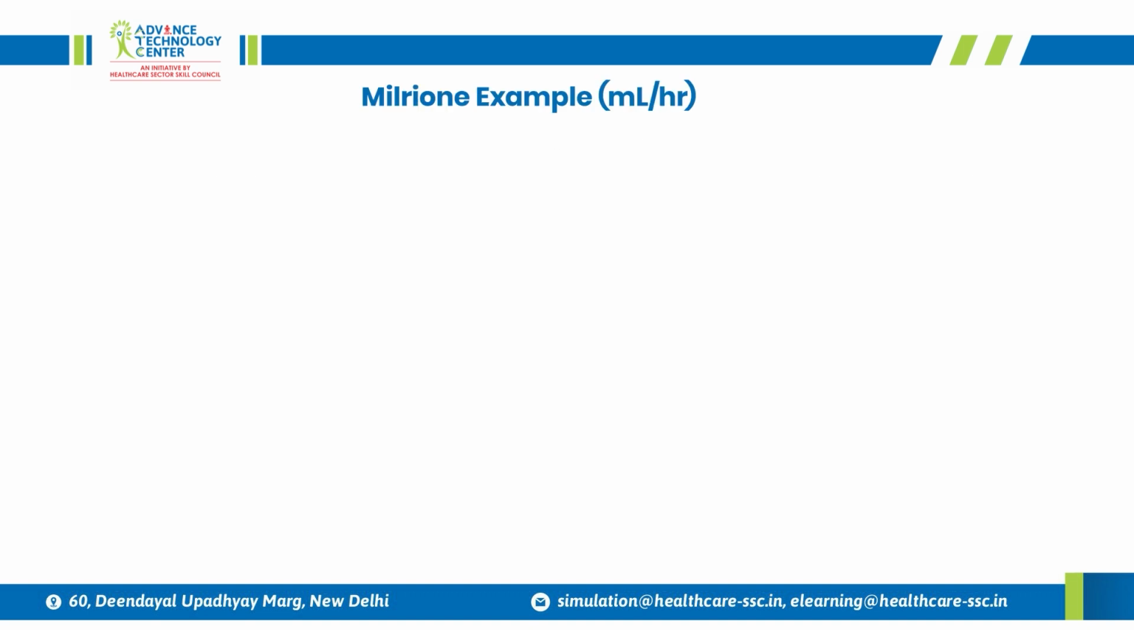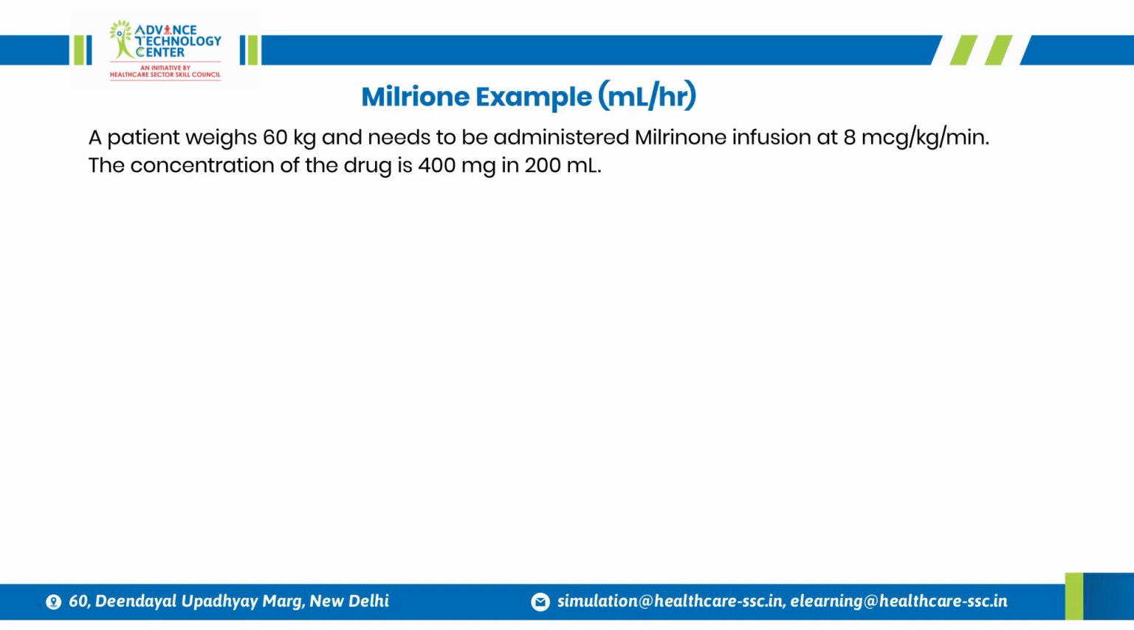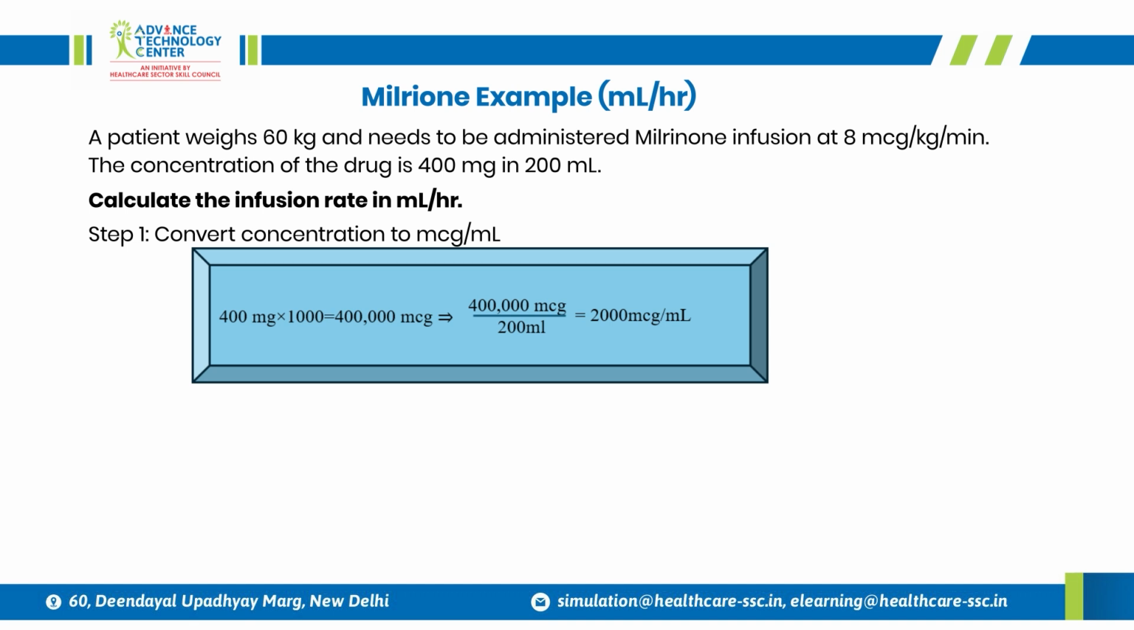Milrinone example, milliliters an hour. Let's apply it. The patient weighs 60 kilograms and needs Milrinone at 8 micrograms per kilogram per minute. The concentration is 400 milligrams in 200 milliliters. Step 1. Convert concentration to micrograms per milliliter. 400 milligrams equals 400,000 micrograms. Divide by 200 milliliters, and you get 2,000 micrograms per milliliter.